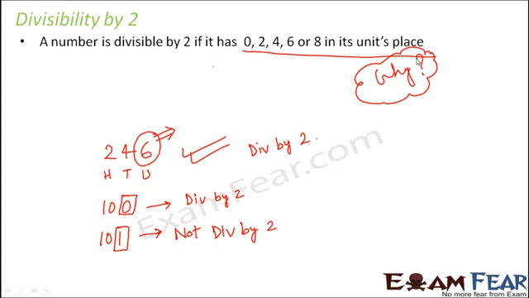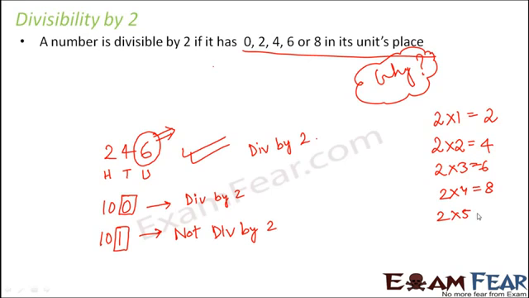So we will understand the why of this divisibility rule as well. How? Now before that, let me ask you, if I ask you to write multiples of 2, will you be able to write? Yes, of course you'll be able to. 2 ones are 2, 2 twos are 4, 2 threes are 6, 2 fours are 8 and so on. So this is how we write the multiples of 2, right?